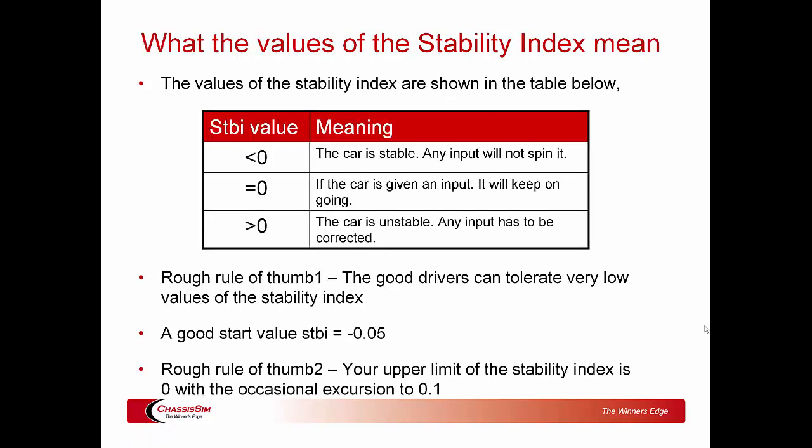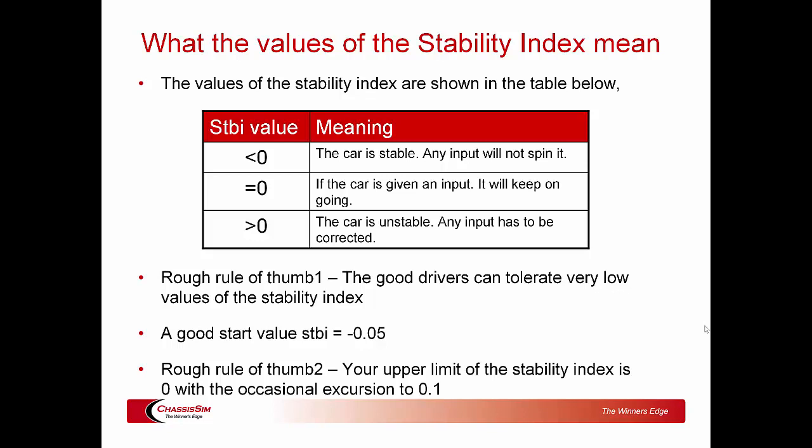Less than 0, the car's stable. You give it a disturbance, it'll right itself out. If it's 0, you give it an input, like a quick steer input, it just wants to keep on going. If it's greater than 0, you turn the steering wheel, the car wants to swap ends. Rough rules, that's a very good rough rule of thumb of what the stability index means.